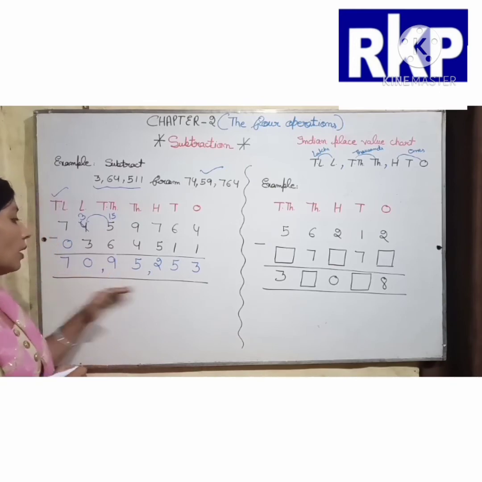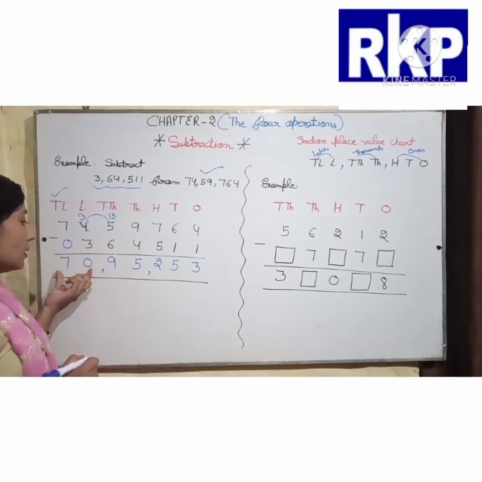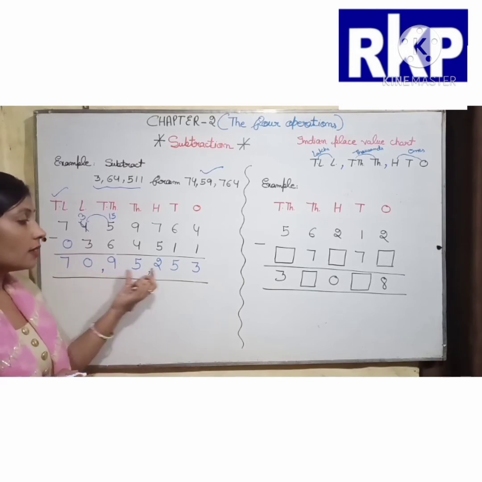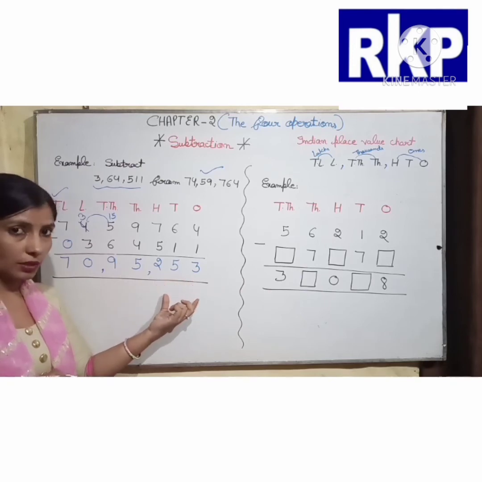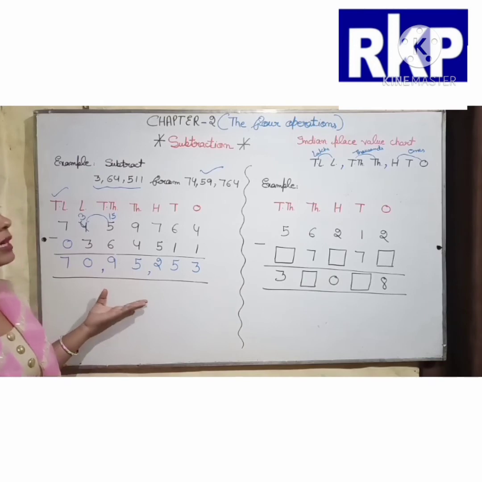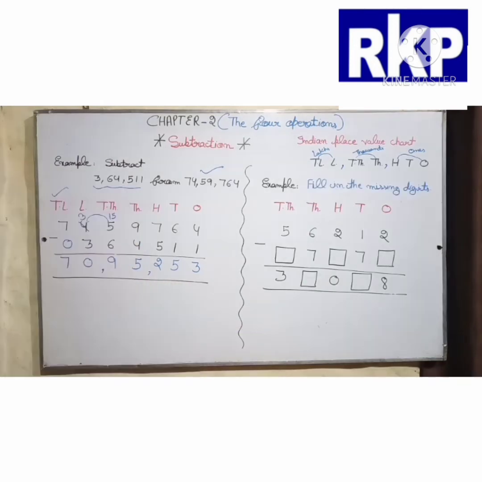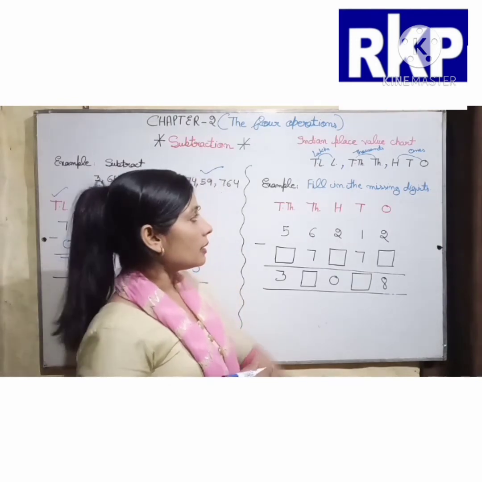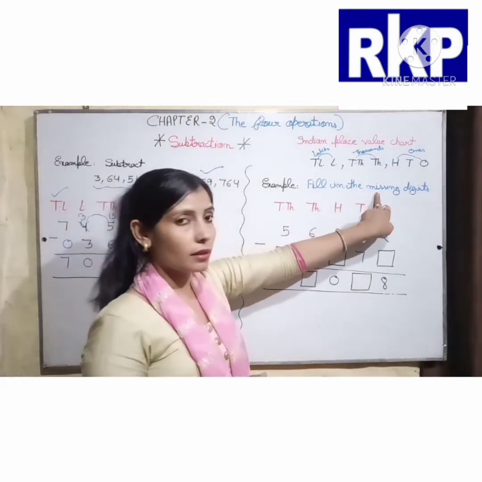Okay. Now how can we read it? 70 lakhs 95,253. Okay. Now we can subtract large numbers. Now let us see one more example. Now students, let us take one more example, and in this we have to find the missing digits.